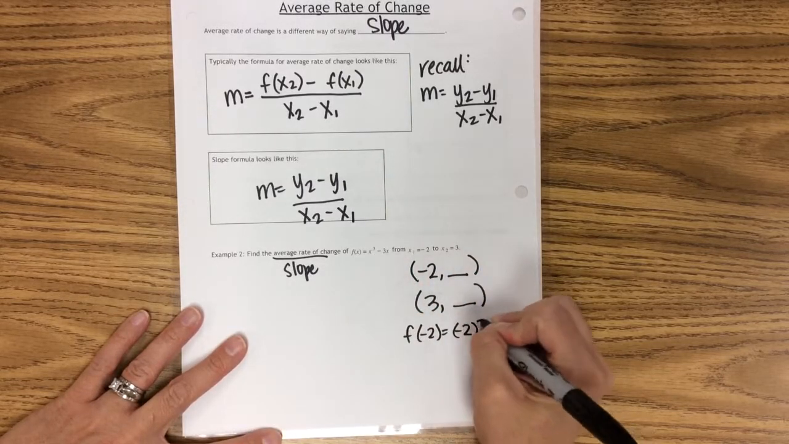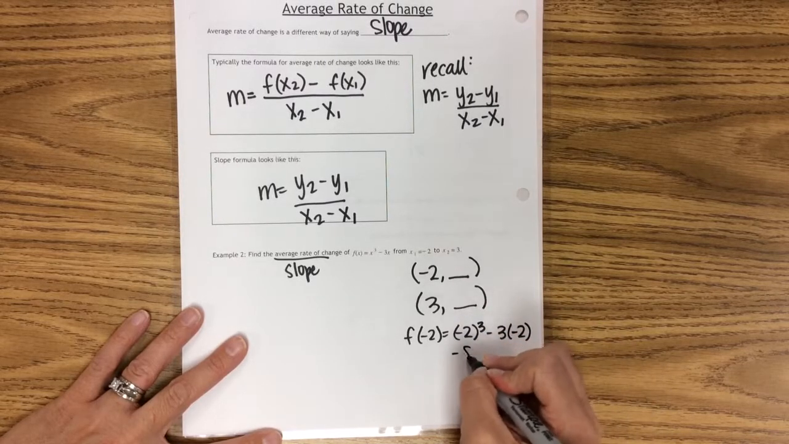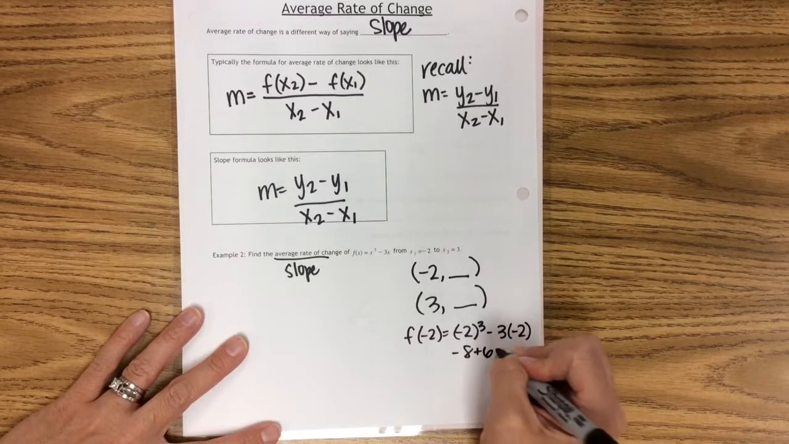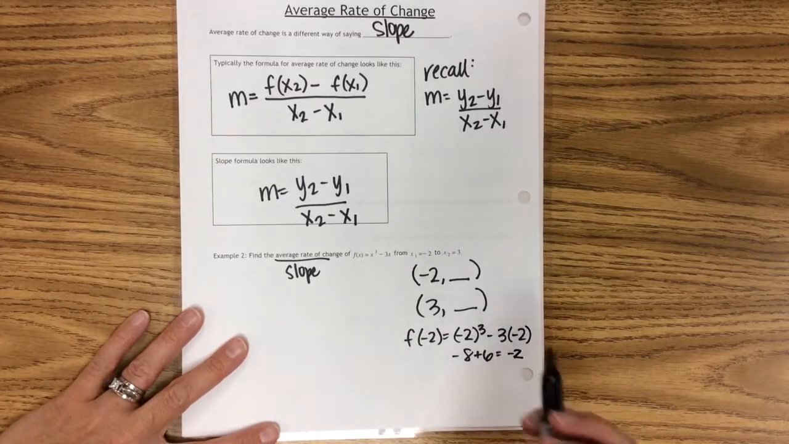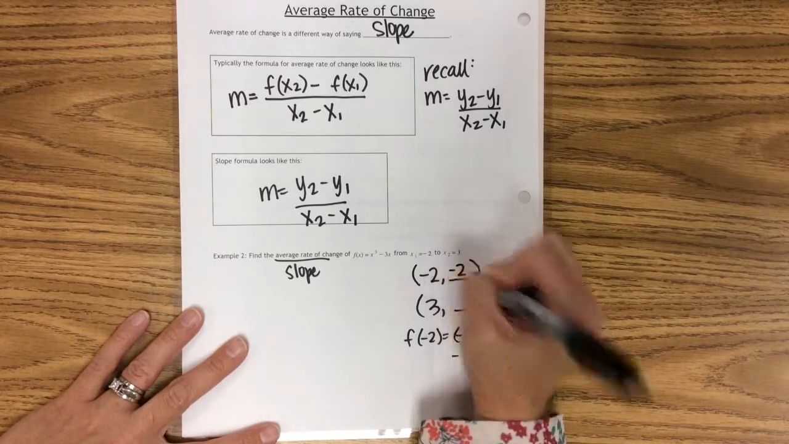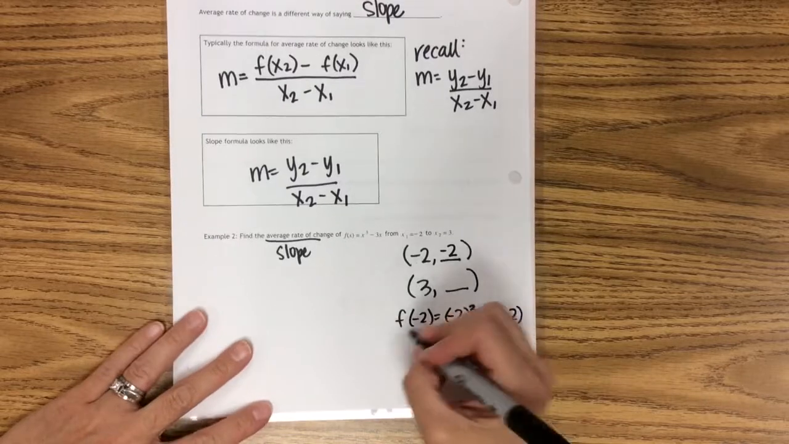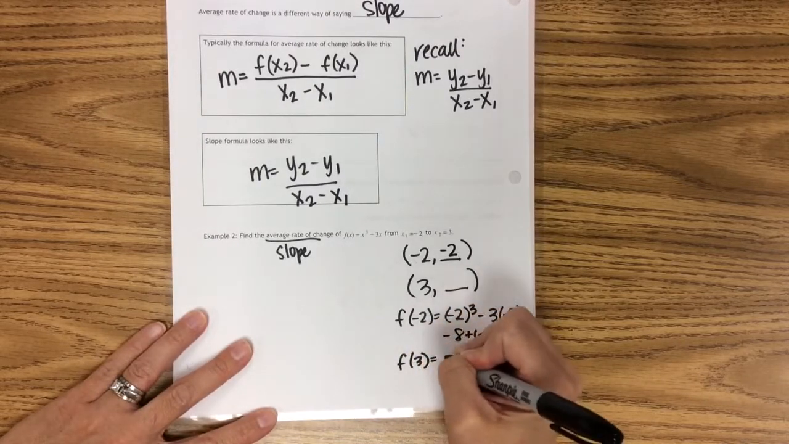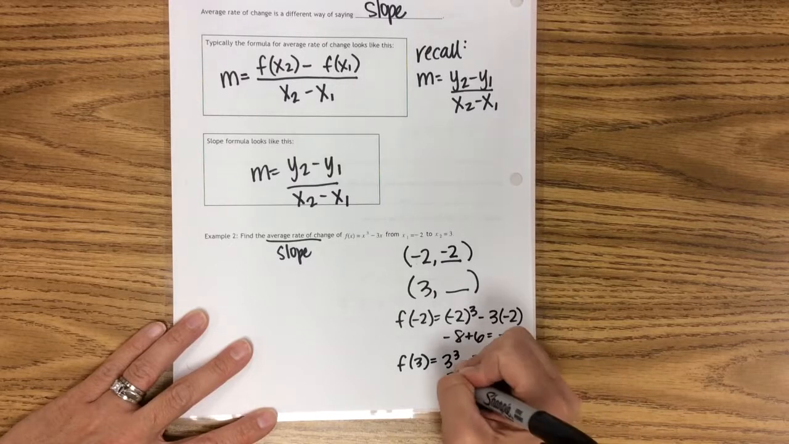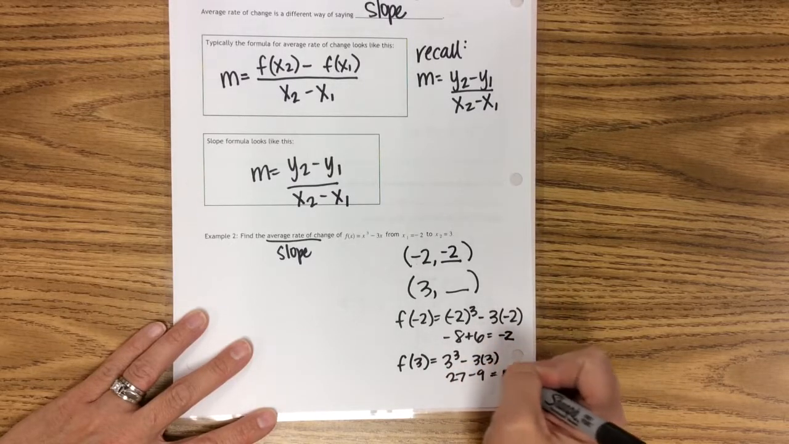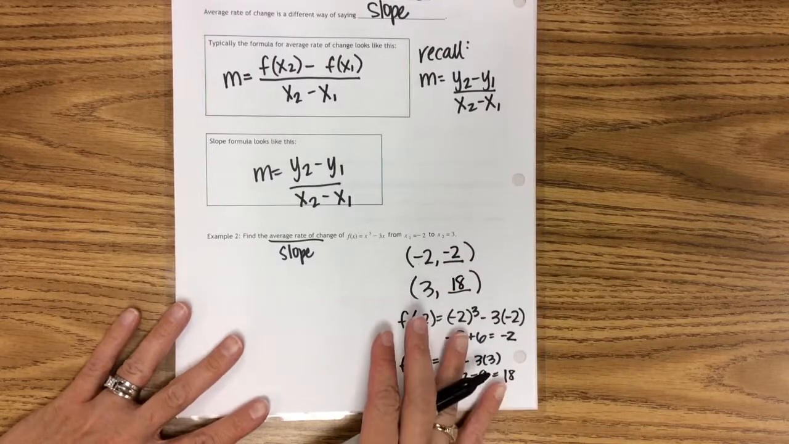So -2 cubed minus 3 times -2. So that would be -8 plus 6 is -2. So -2 comma -2, the y value happens to be the same. And then we'll plug in 3. Let's see what we get. So 3 cubed minus 3 times 3. So that's 27 minus 9, which is 18. So that gives us the y values.